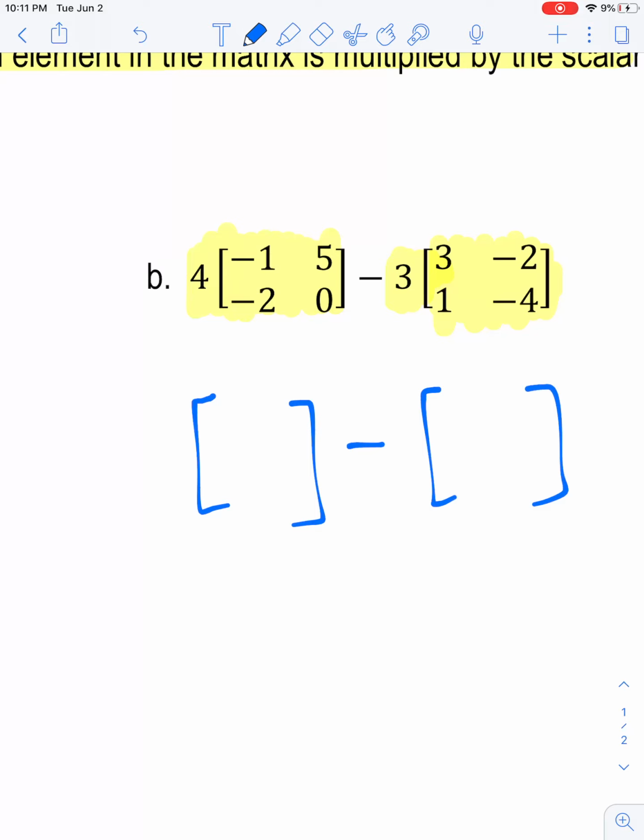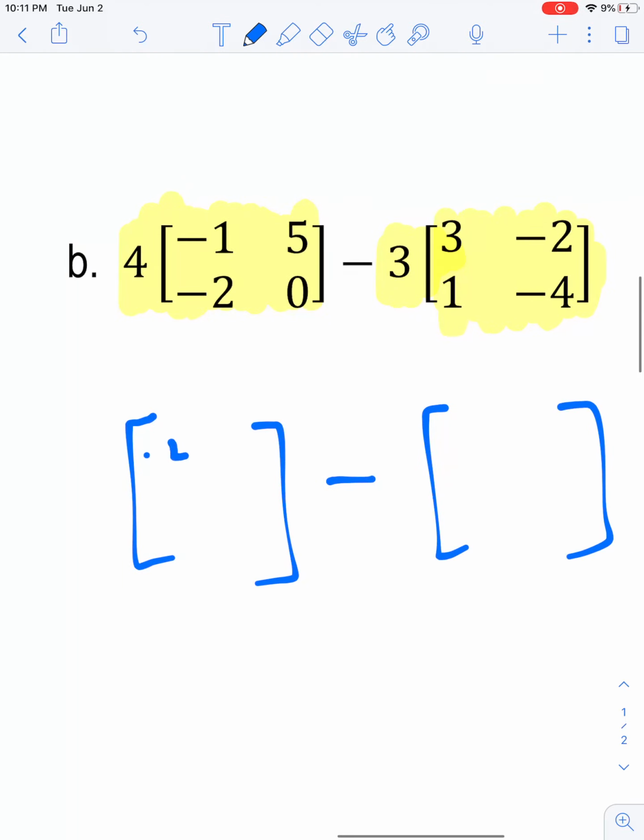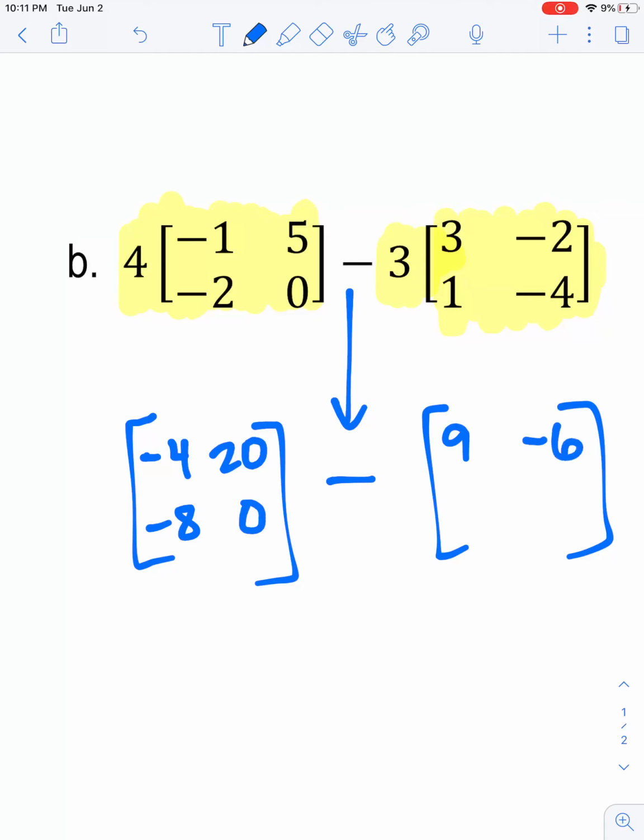So on the left side of the minus sign, when we multiply 4 by that matrix, 4 times negative 1 is negative 4. 4 times 5 is 20. 4 times negative 2 is negative 8. 4 times 0 is 0. Now on the right side, remember I'm leaving the negative and I'm just multiplying 3 times 3, so positive 9. 3 times negative 2 is negative 6. 3 times 1 is 3. 3 times negative 4 is negative 12.